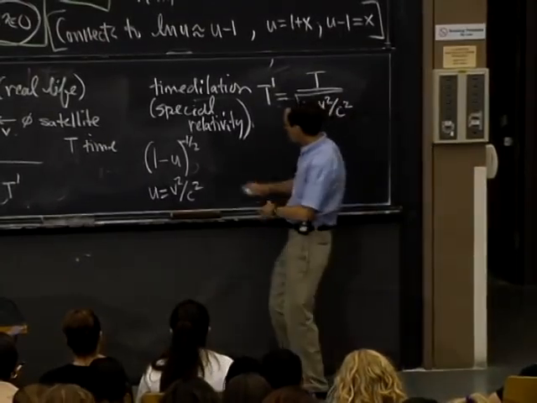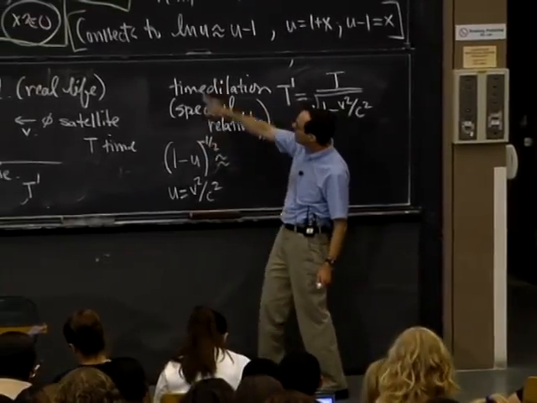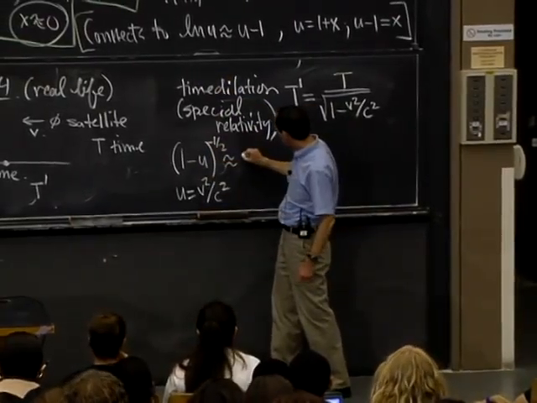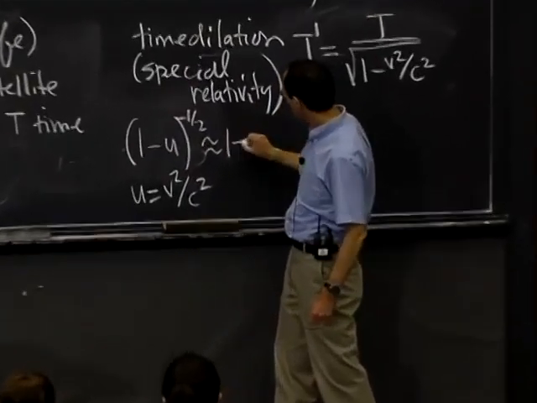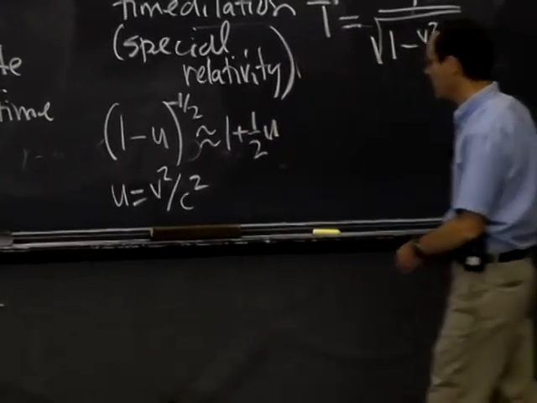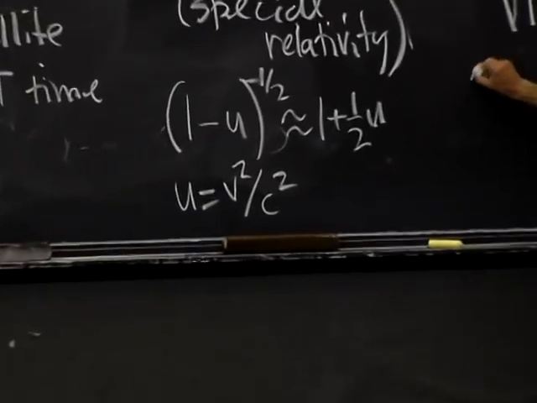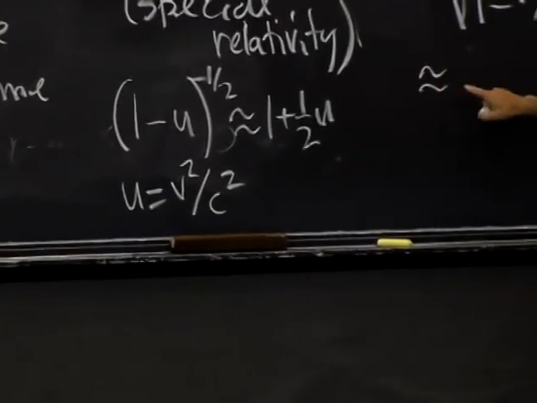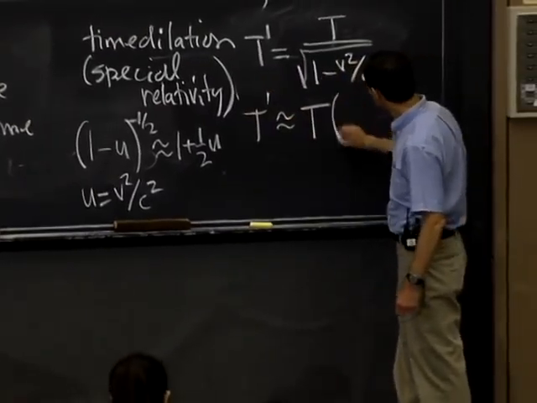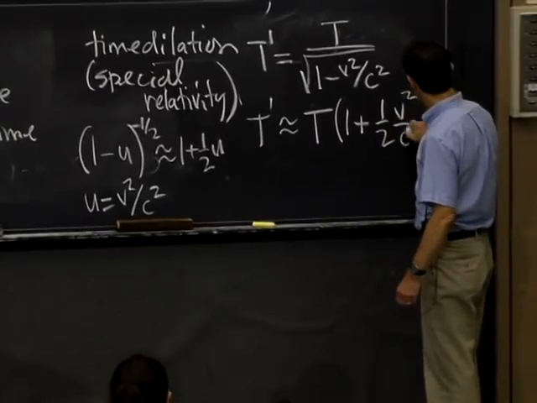And now the approximation formula says that this is approximately equal to, well, again, it's the same rule. There's an r, and then x is minus u. So this is minus minus a half, so it's 1 plus a half u. All right? So this is approximately, by the same rule, t prime is approximately t times 1 plus a half v squared over c squared.